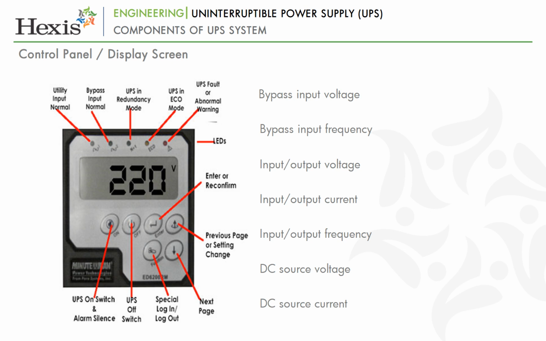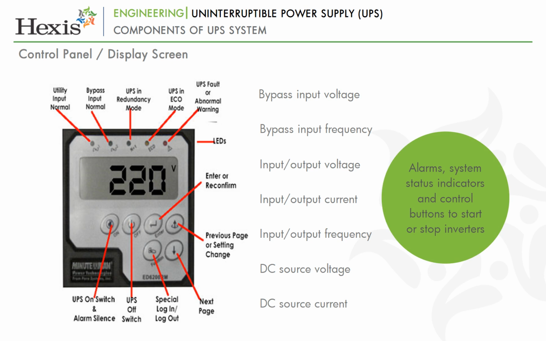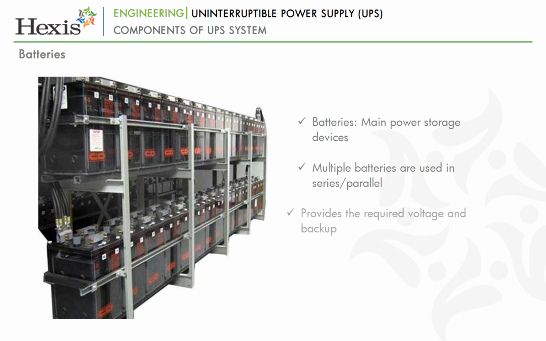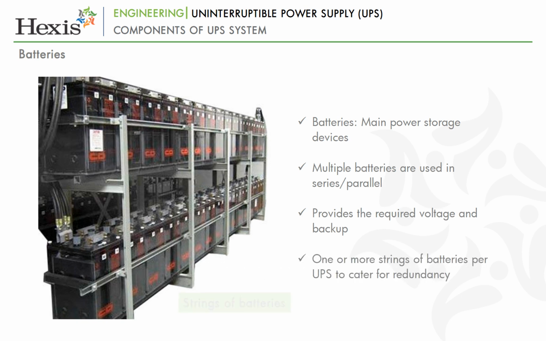Apart from this information, the control panel also has alarms, various system status indicators, and control buttons to start or stop inverters. Batteries are the main power storage devices in most UPS. Multiple batteries are used in UPS in series or parallel to cater for the required voltage and backup required. There may be one or more strings of batteries per UPS to cater for redundancy. Let us learn more about them in the next section.